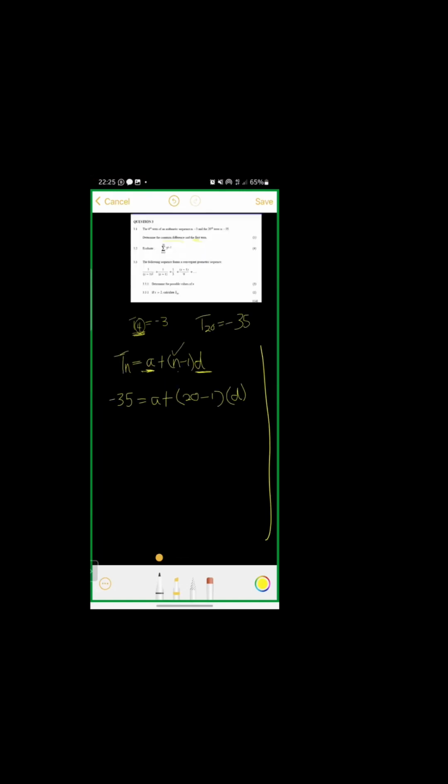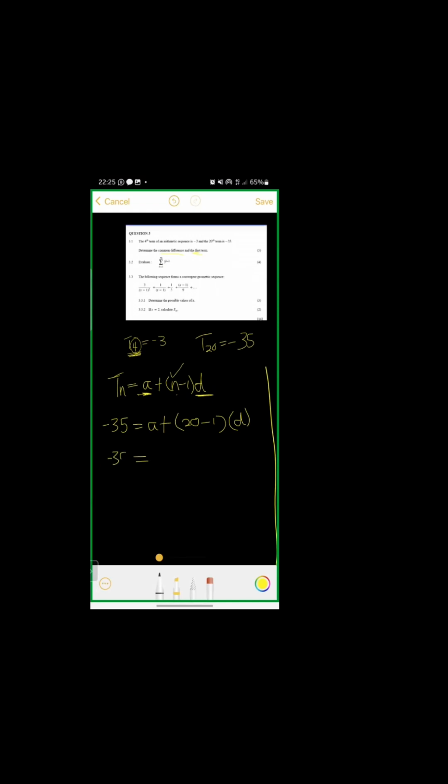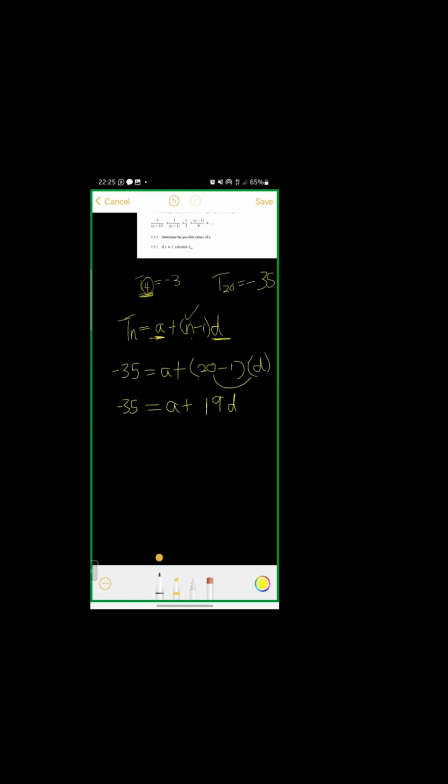Here let's just multiply out the bracket. So we still have -35 this side, equal to A plus 20 minus 1, which is 19, multiplied by D, so it's 19D. If you have any queries or anything, just stop me anytime.